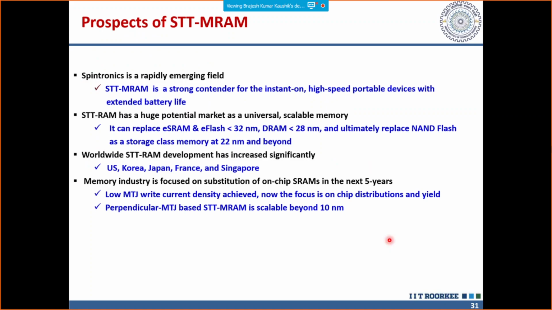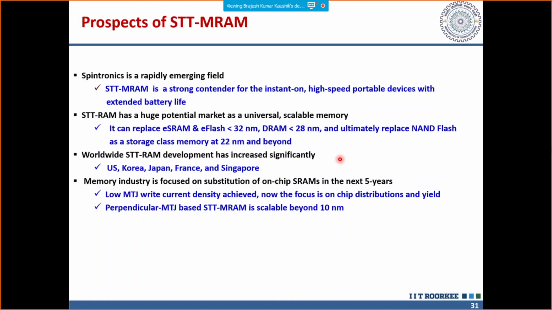It has huge prospects. Spintronics is of course a rapidly emerging area, and we can assure that SRAMs and especially eFlash, beyond 32 nanometer technology, will be replaced by these NVRAMs. And that is what you see in most of your laptops. They are coming with non-volatile RAMs as well. Now, DRAMs are also replaced in many of these systems beyond the 28 nanometer technology node. And ultimately, it will replace NAND flash also as a storage class memory beyond the 22 nanometer technology node.